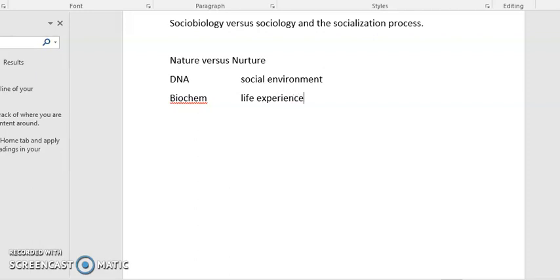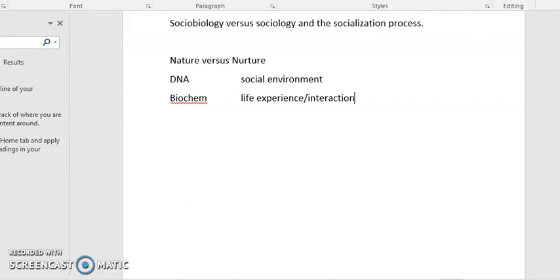I'm going to have to try to type better since I'm doing this way. So anyway, nurture is life experience, and let's see, what else did I say? Oh yes, the interaction that we have with others.